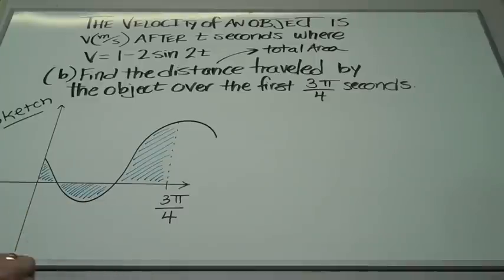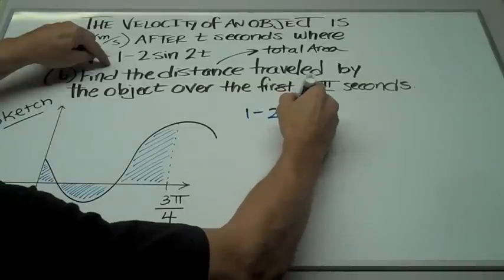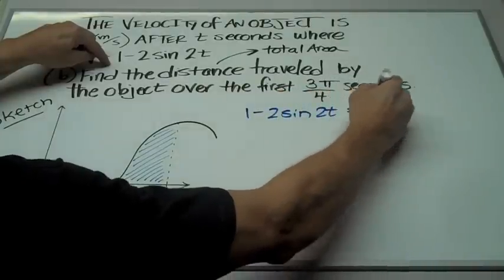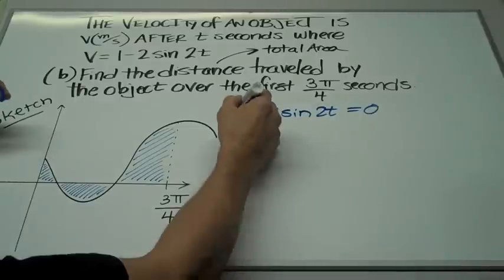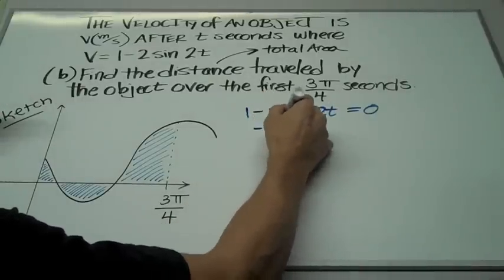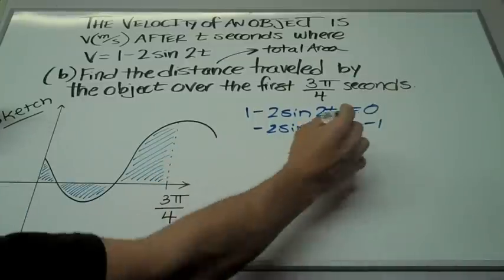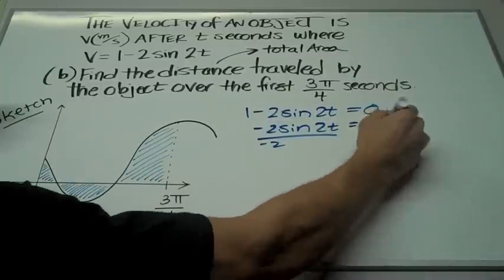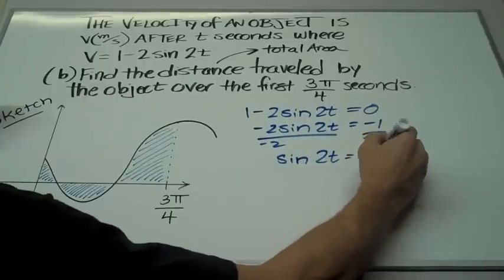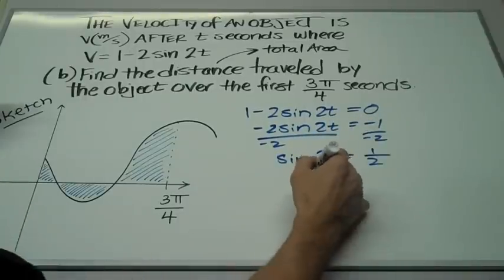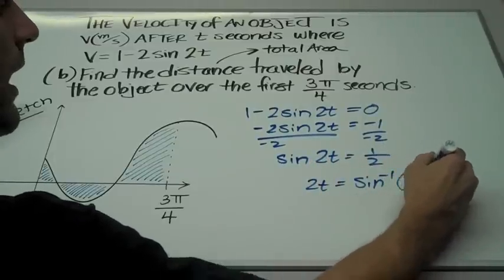Well, how do we find x-intercepts? Set your function 1 minus 2 sine 2t equal to 0. Set y equal to 0 to find x-intercepts. Well, I can subtract 1 from both sides, and I get negative 2 sine 2t equals negative 1. I can now divide both sides by the negative 2, and I get sine 2t equals 1/2. So 2t equals arc sine 1/2.